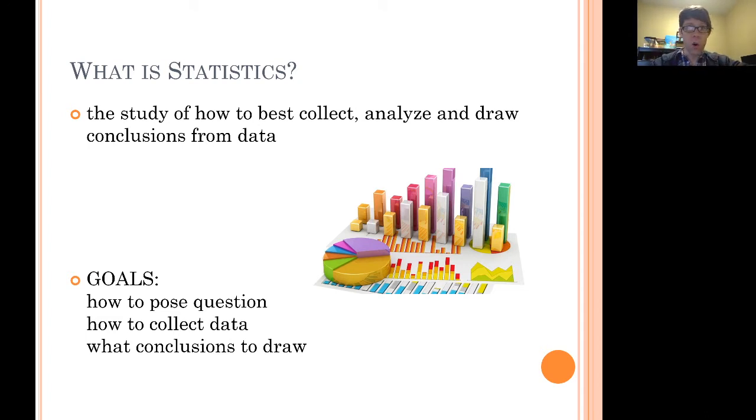The main goals of statistics: first and foremost, how do we pose a good question? After we figure out how to pose a good question, we then try to figure out how to collect that data as best we can. And after collecting that data, we look at how to formulate conclusions. There are certain ways that are more acceptable than others when it comes to collecting data and drawing conclusions from it.